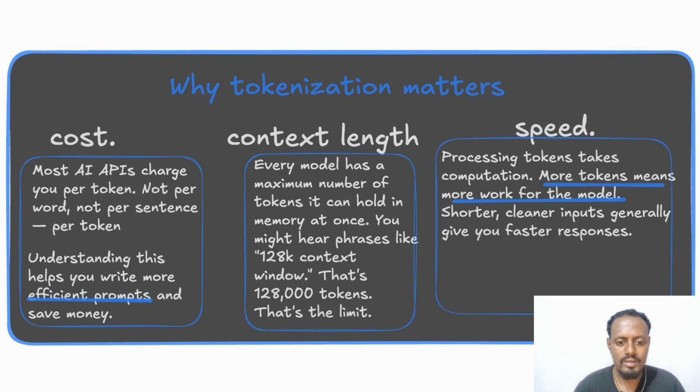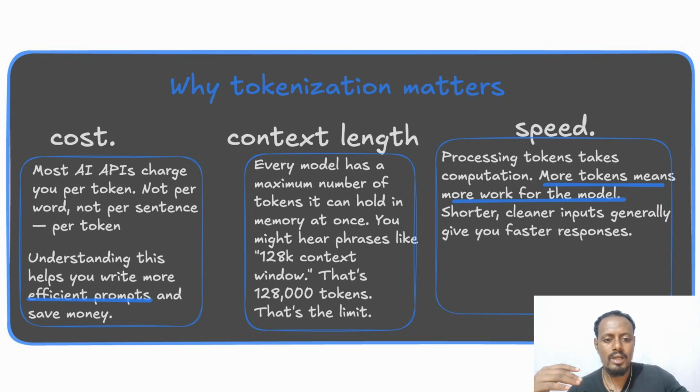Second, speed. Processing tokens takes computation. More tokens means more work for the model. Shorter, cleaner input in general gives you a faster response.